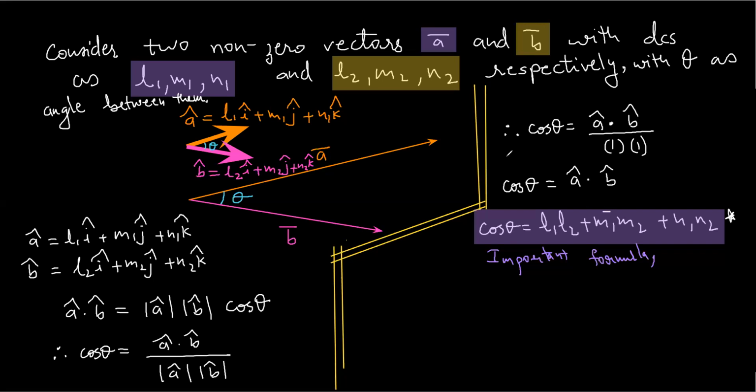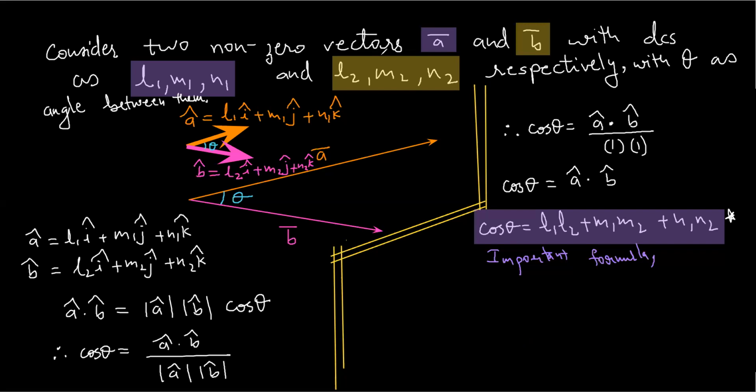And suppose you are getting a negative value, what does that mean? It will mean that the two vectors are like this. See, the angle between them is more than 90 degrees, an obtuse angle. I hope you got this.